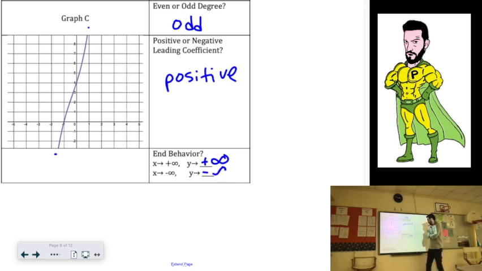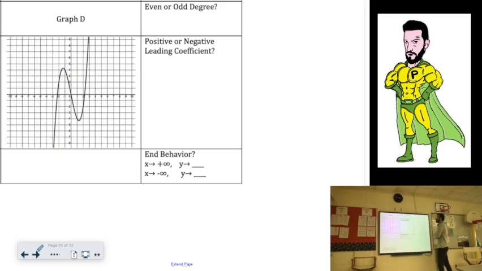All right, so this is what we started with last class. We started talking about this end behavior. And then graph D, is this even or odd? Well, I see it starts low and it ends high. They go in two different directions, which means it is an odd polynomial. That is pretty odd. All right. Positive lead coefficient, because it starts at the bottom, it ends at the top, right? So that's positive.